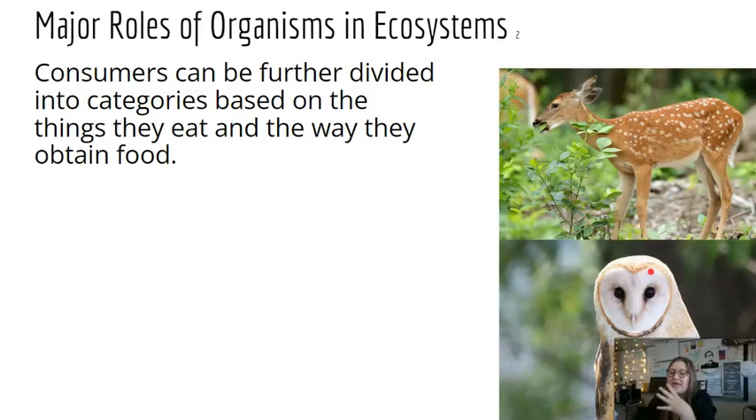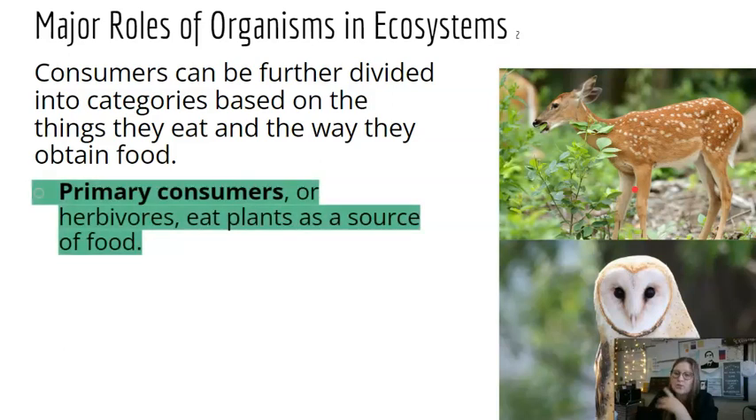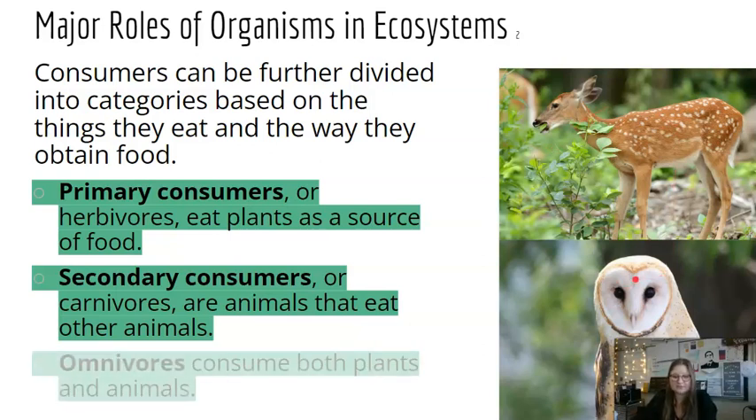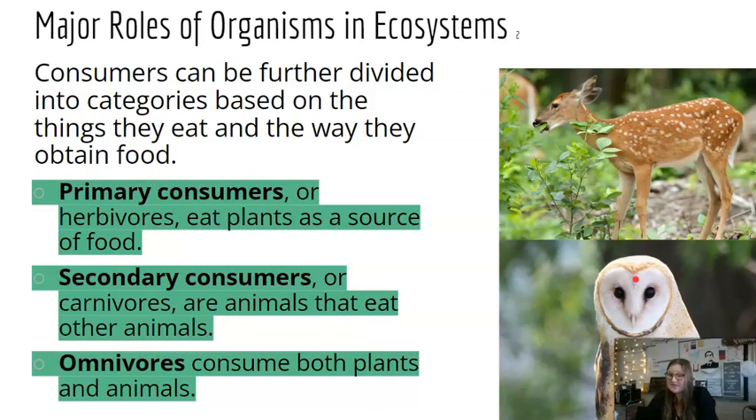Consumers can then further be divided into categories based on what they eat and how they obtain their food. Primary consumers, primary is like the first level right above producers, are herbivores. They eat plants as a source of food. So this deer right here is a herbivore, eating those plants. Secondary consumers, or carnivores, are animals that eat other animals. So owls eat other animals. And then omnivores are kind of in the middle. They consume both plants and animals. Secondary consumers do eat meat, but if they also eat plants occasionally, then they would be considered omnivores.